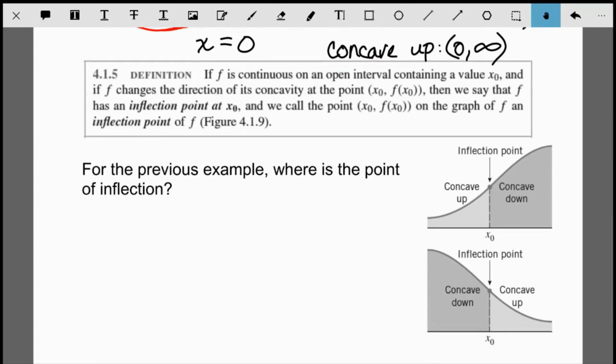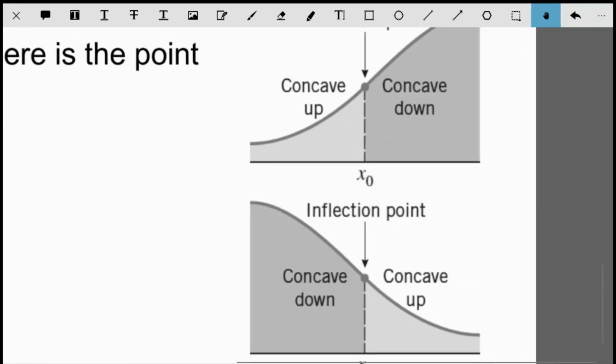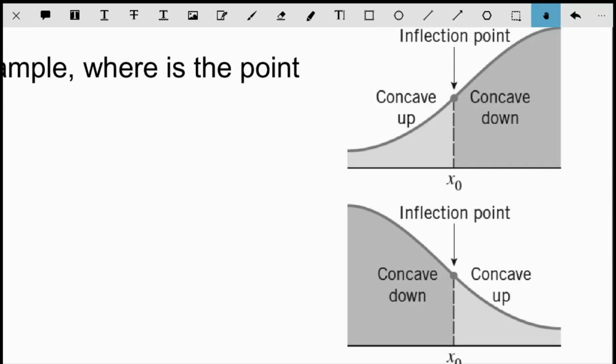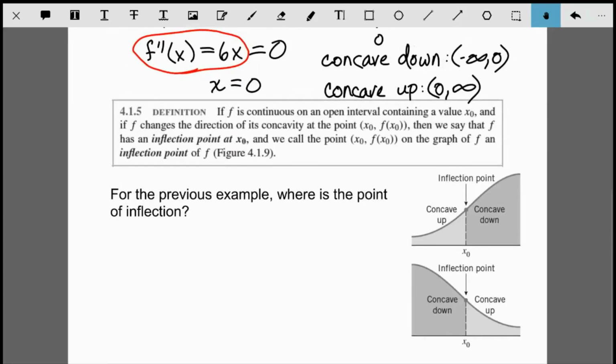Okay, so another thing we need to talk about is what's called an inflection point. And an inflection point is just where the concavity changes. So switching from concave up to concave down, or concave down to concave up. Okay, so you can see on these two graphs, this is essentially what we're looking at as an inflection point. So how we identify that is, does the second derivative change sign?